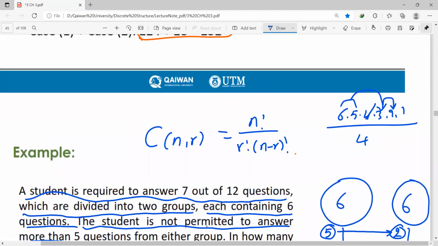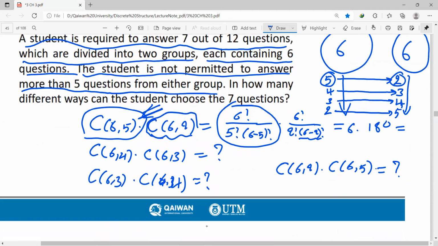Here in the denominator we have 4 factorial times 2 factorial. 4 factorial with these cancel out. And here 2 factorial is 2, with 6 is 3. 3 times 5 is 15. And now we have 6 times 15, which is 90. Okay, this is for the first one. For the others, it's the same. We just apply the rule, okay?